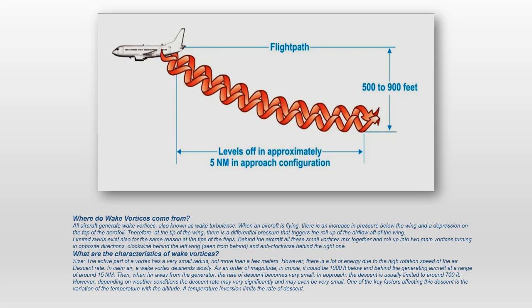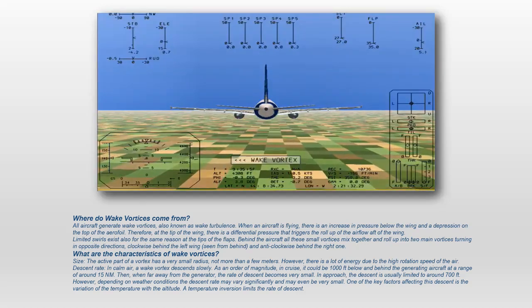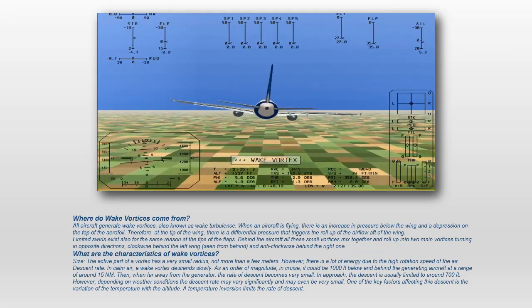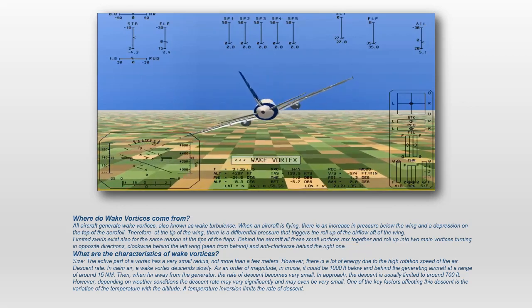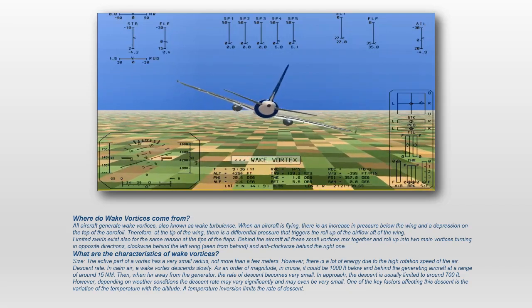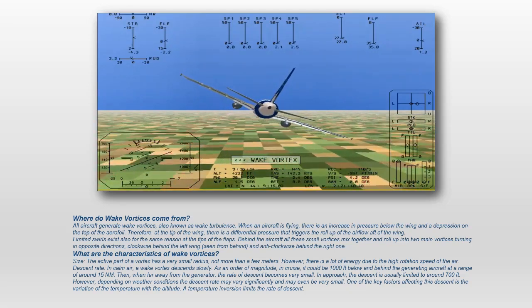Descent rate. In calm air, a wake vortex descends slowly. As an order of magnitude, in cruise, it could be 1,000 feet below and behind the generating aircraft at a range of around 15 nautical miles. Then, when far away from the generator, the rate of descent becomes very small. In approach, the descent is usually limited to around 700 feet. However, depending on weather conditions, the descent rate may vary significantly and may even be very small. One of the key factors affecting this descent is the variation of the temperature with the altitude. A temperature inversion limits the rate of descent.